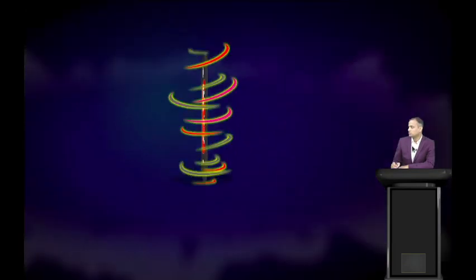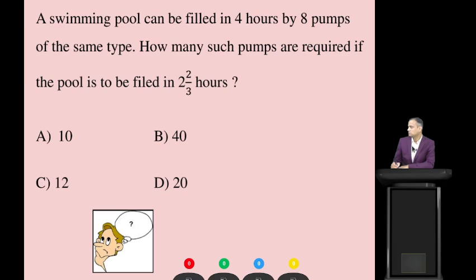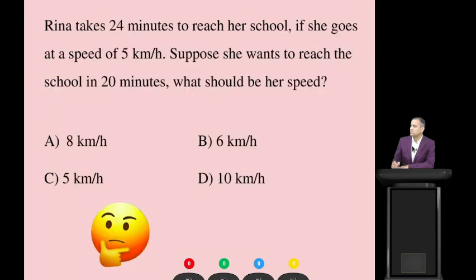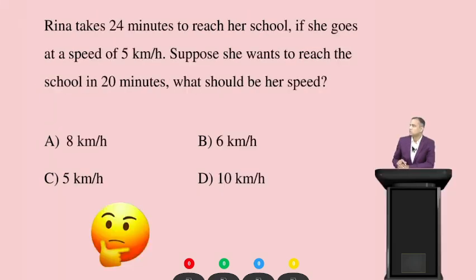Okay, now another question. Reena takes 24 minutes to reach her school. If she goes at a speed of 5 km per hour, suppose she wants to reach the school in 20 minutes. What should be her speed? And your time starts now.